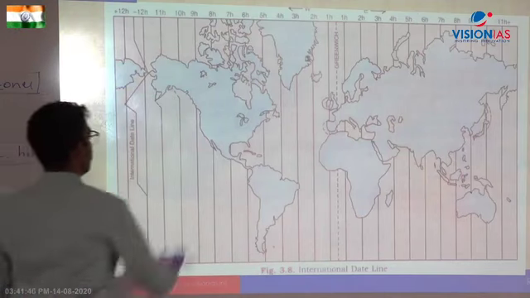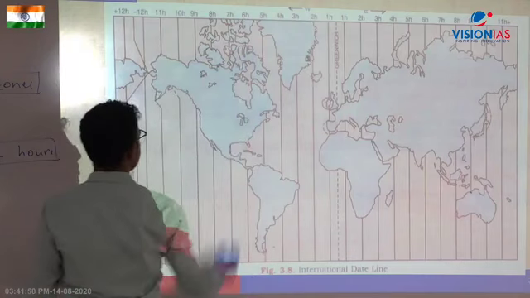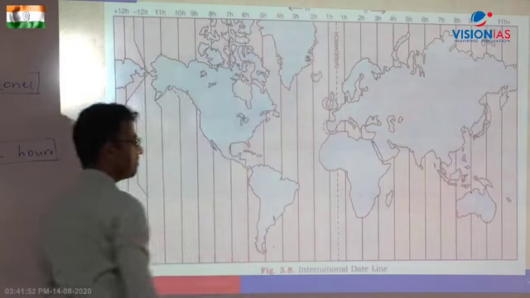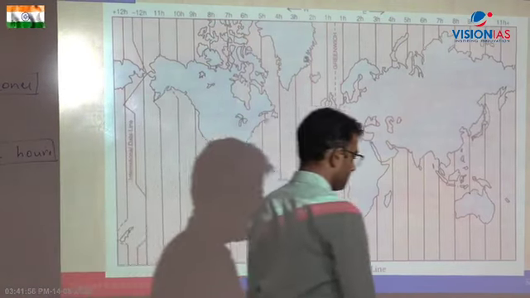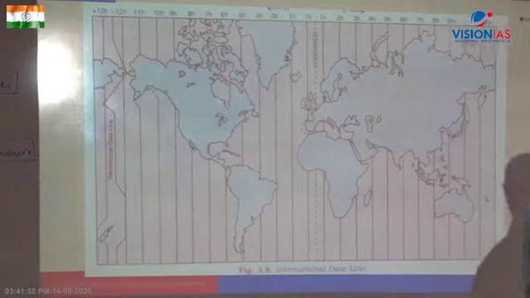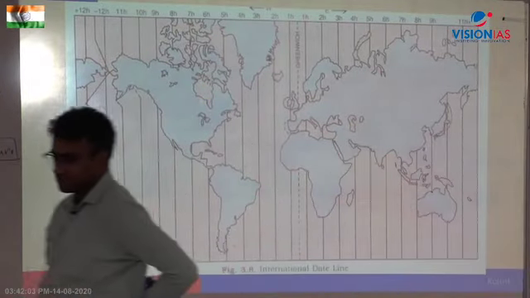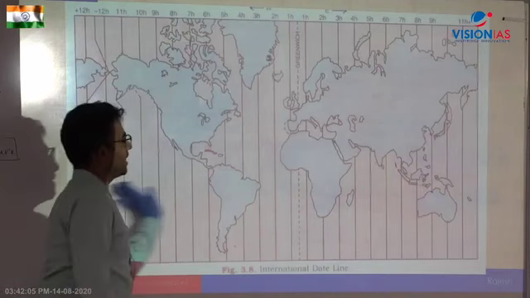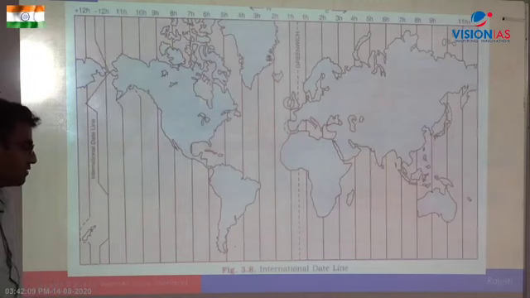So basically, if you are able to catch one particular longitude, all of them would experience the same time at a given point. Either it should be morning, or it should be afternoon, or it should be evening. ये तो हमें confirmed है. So we divided the entire earth into 24 time zones.